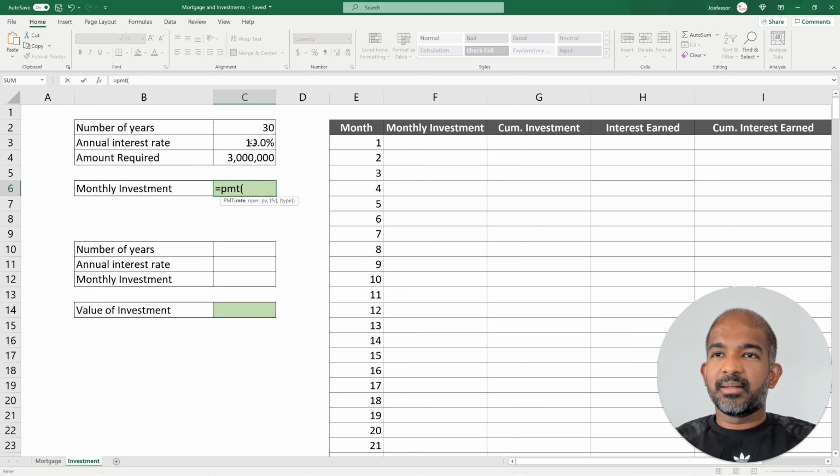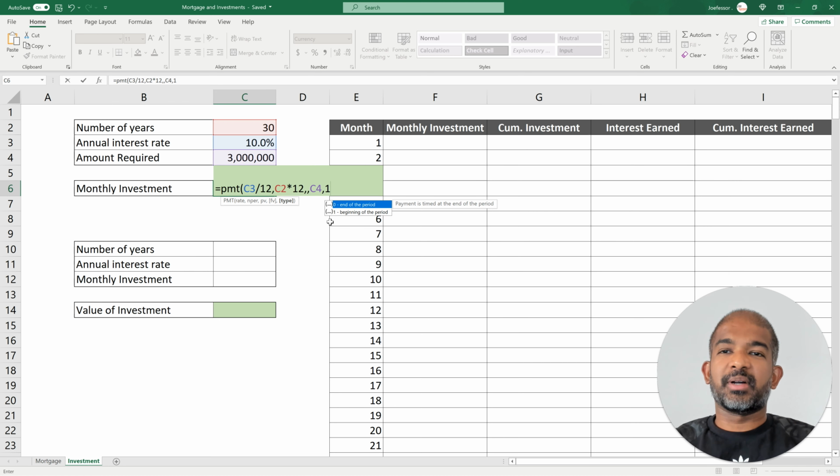The interest rate here is 10%. Because we are investing every month, we're going to divide that rate by 12 to get the monthly interest rate. The number of periods is 30. Again, we need the number of months, so I'm going to multiply the number of years by 12. The present value, we don't have one, so I'm going to put an extra comma there to reach the future value. Future value in this case is 3 million. And type has to be 1 to specify that the payment is being made at the beginning of each time period. Okay.